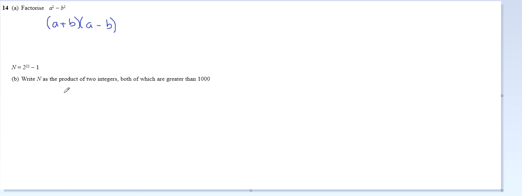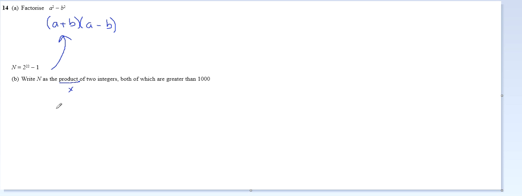Okay, so it's pretty natural to read question 14b and completely freak out. But please remember, it's part B. So they won't give you a random question in part B without it linking to this. So n as a product of two integers. Product simply means times, integers whole numbers. Both numbers have to be greater than 1000. Okay. So you could work out what n is, just typing that into your calculator, but you don't actually need to. But you'll see that here there's a number, and here's another number.